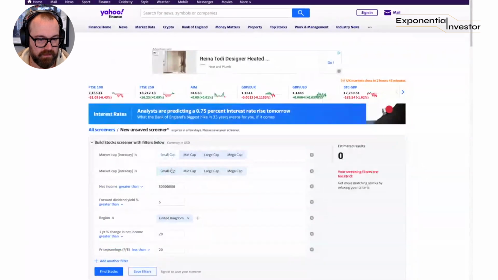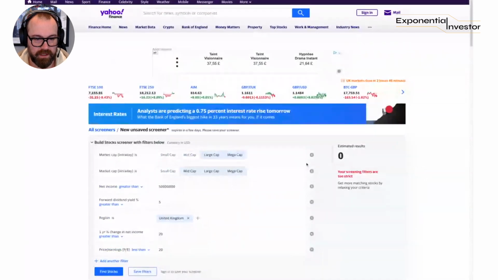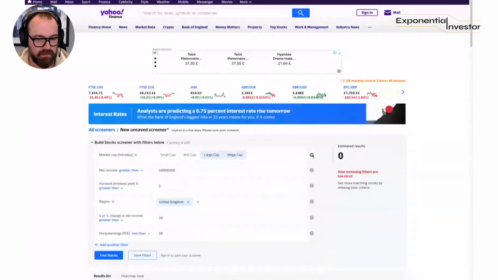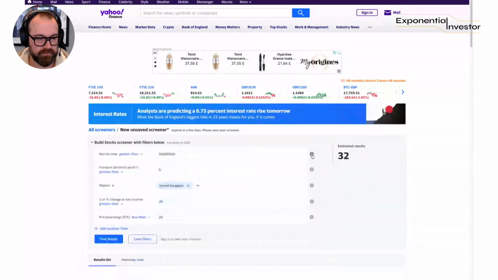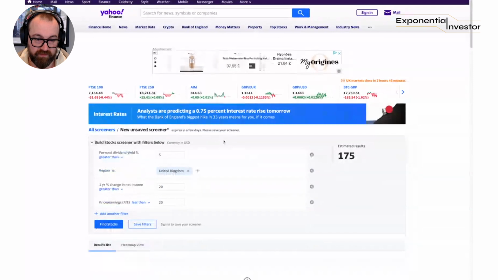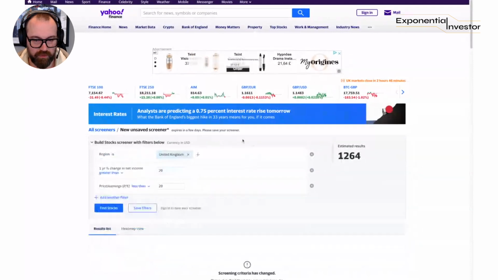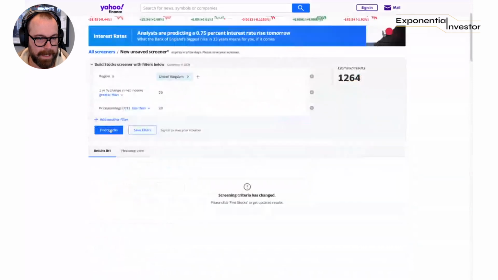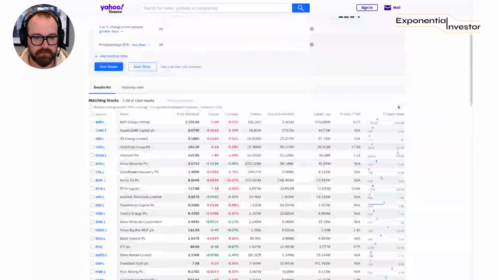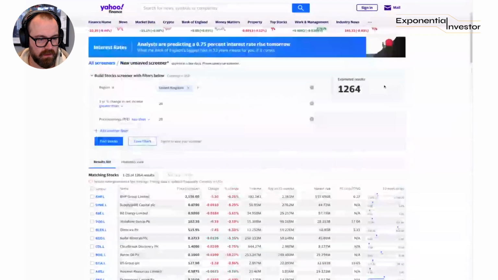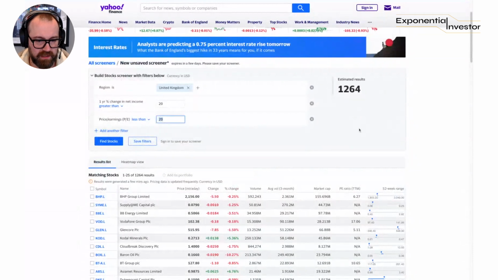Let's take out market cap. Pull out net income. Pull that forward out. Dividend yield. Keeps pulling back all my old filters. Right, let's just stick with this. Find stocks. Okay, that seems like it's far too many because the 1 year net change in net income greater than 20% is quite high and the PE is less than 20, but we can have a look.